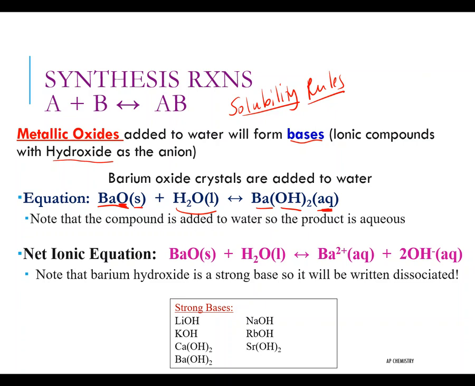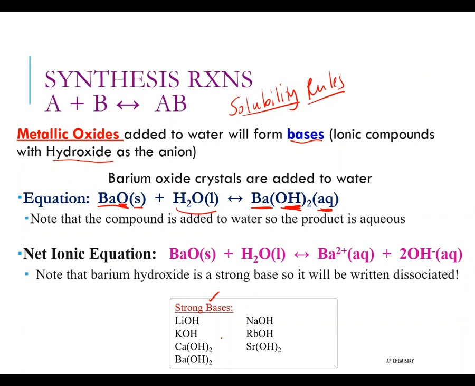Now that can be a little deceiving on some counts, but for the most part, anything that's AQ you break apart except for weak acids. Okay, I'll talk about why we don't break apart the weak acids in a minute. So we end up getting barium hydroxide, and it's AQ.